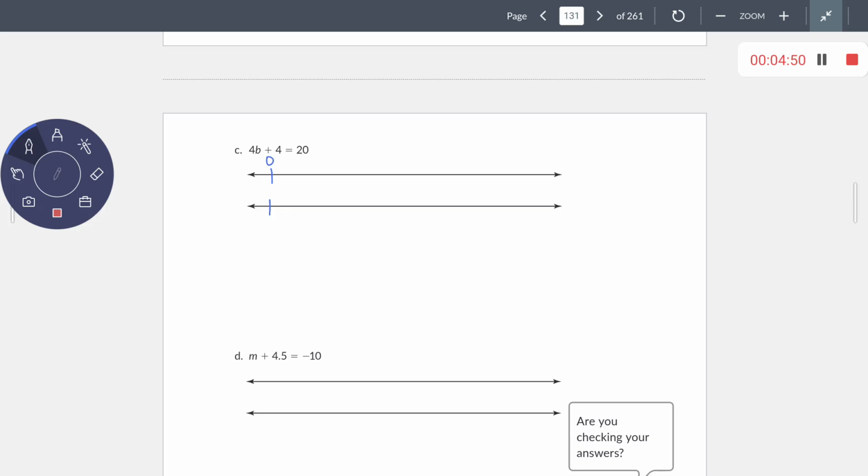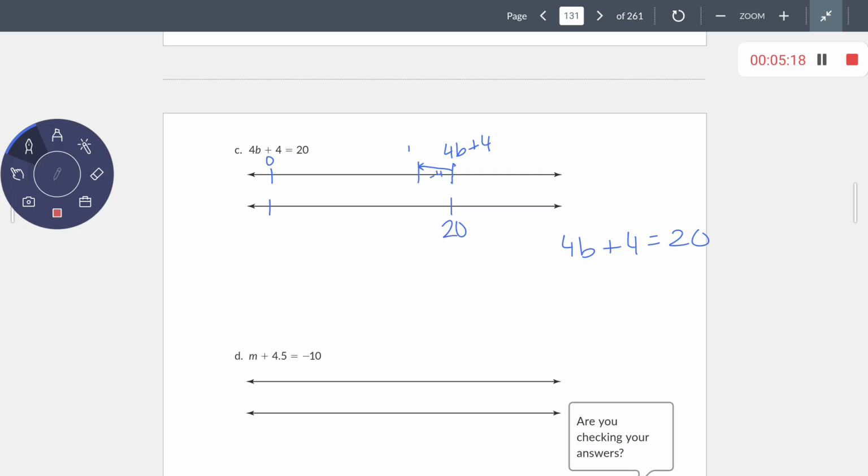Then somewhere over here, again, not spaced right, I'm just putting it, is 4b plus 4, which is equivalent to 20. Remember, these are the same, so they go top and bottom. So 4b plus 4 equals 20. Okay, so I want to get rid of that plus 4, so I'm going to shift it to the left some by 4. I'm going to subtract 4.